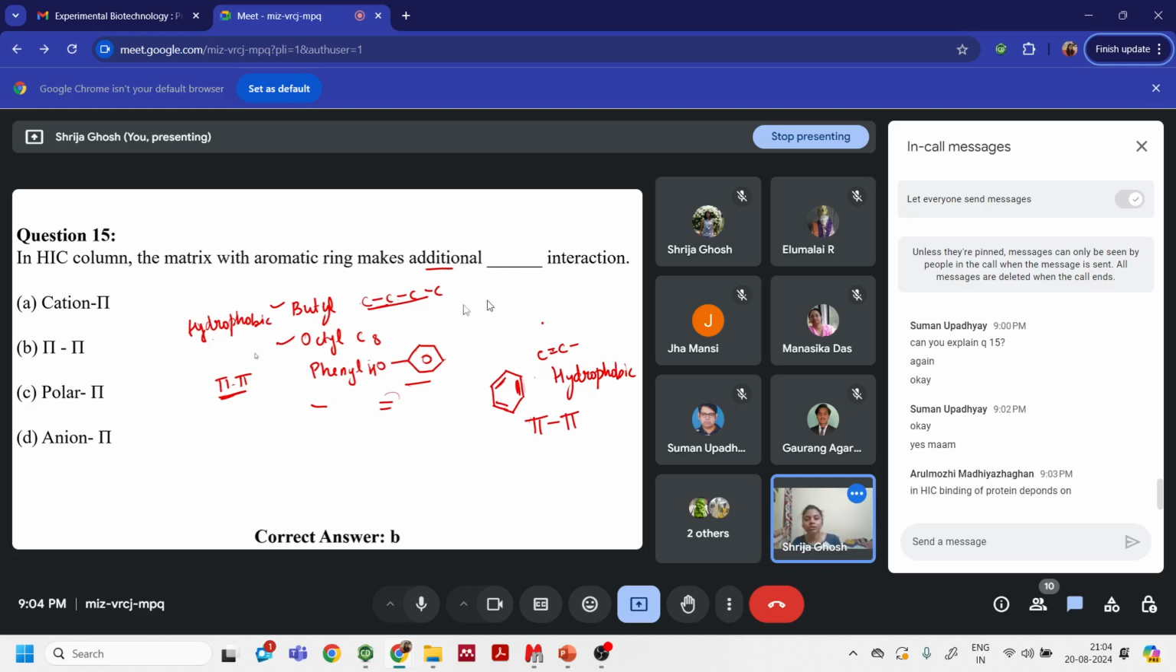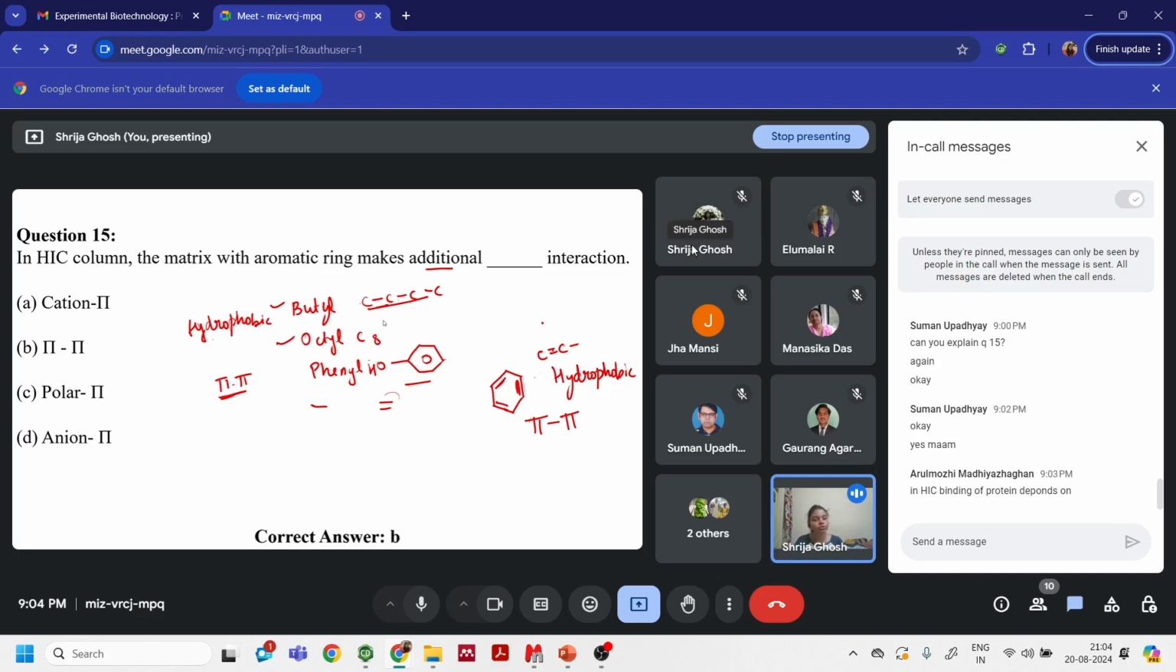So these kind of groups are present there. So butyl or octyl or phenyl. So these groups are basically hydrophobic in nature, right? So they can interact with the hydrophobic parts of the protein. So that is the property that we have used to purify a protein using HIC. Okay, so it depends on the hydrophobicity. More hydrophobic will interact more with the column, less hydrophobic molecule will interact less with the column.